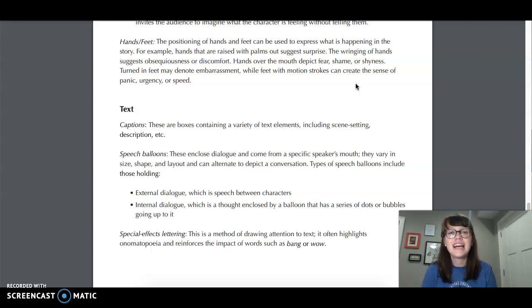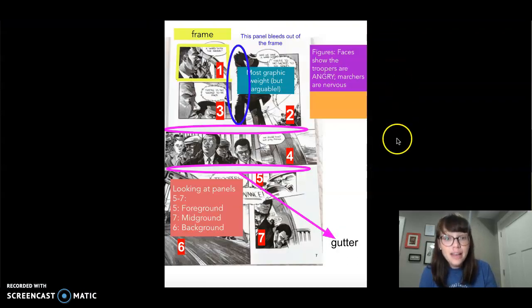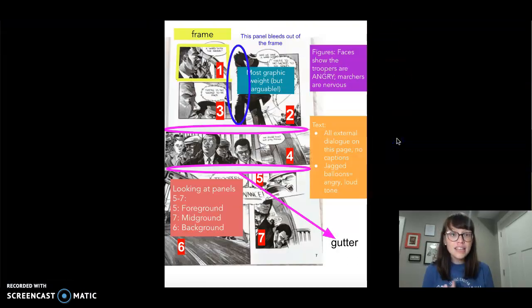The internal dialogue is talking to the reader, to you. External dialogue are characters talking to one another. So, looking at page 7, all external dialogue on this page, there are 0 captions, and if we look at the jagged speech balloons, we know they're angry.